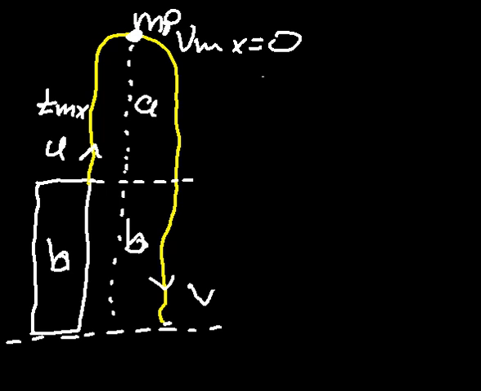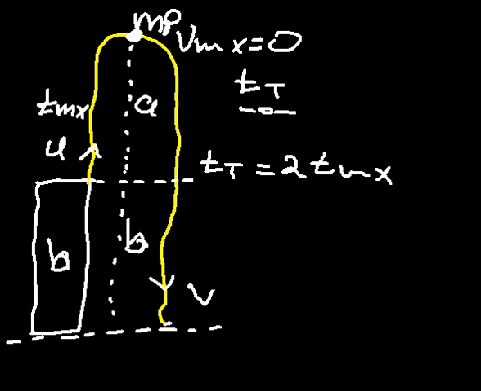So now, how can we be able to get the total time for the whole entire journey? That is now t total. Should we say that the t total is given as 2 times t max?